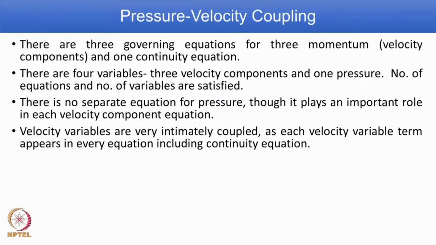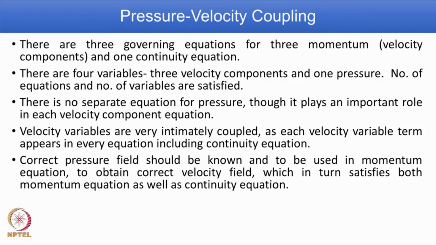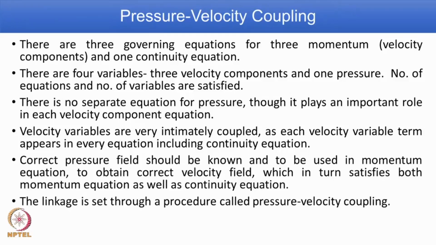Velocity variables in turn are coupled because each velocity term appears in every other equation, hence there is a strong coupling among velocity components. And correct pressure should be specified in the momentum equation to get correct velocity field which satisfies the continuity equation also. The procedure to link between momentum equation and continuity equation is used, a procedure called pressure velocity coupling. The linkage is set through a procedure called pressure velocity coupling.